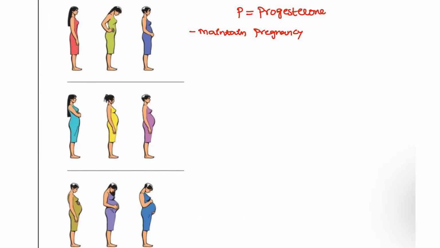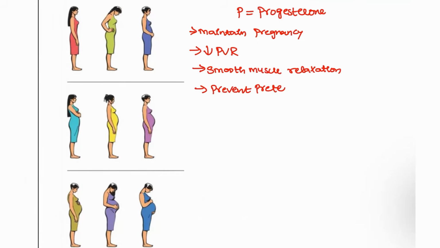Next, it decreases peripheral vascular resistance and causes smooth muscle relaxation, especially in the myometrium. So there will be relaxation, and the blood vessels are also relaxed. If more progesterone is present, it can also prevent preterm labor.